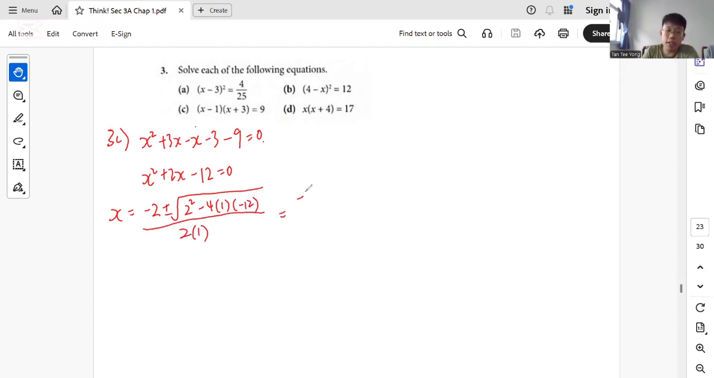So x equals to negative b plus minus square root b squared minus 4 times a times c, over 2a. So this is equals to negative 2 plus minus square root 4 plus 48. 4 plus 48, 52, over 2. So then my x will be equals to, so just got to calculate, right?